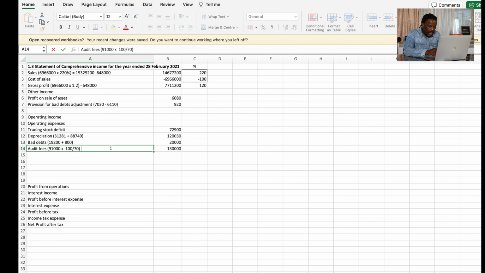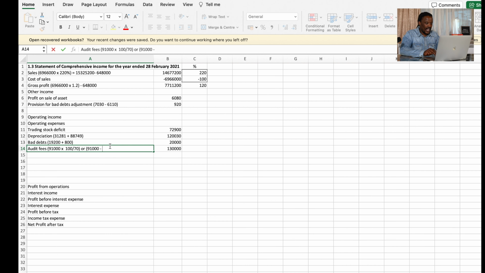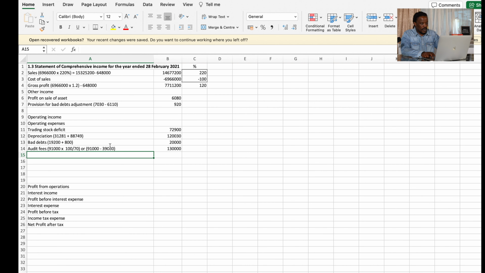Or it's going to be saying 130,000 minus 91,000, which equals 39,000. That's how you do it. Audit fees. Done with audit fees. There is accrued expenses there.